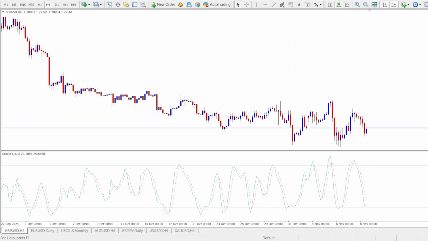So let us get into the meat of today's topic, the best stochastic settings for day trading. There isn't one perfect set of settings that works for everyone. It's very important for you to know that, but there are optimal values that can help you make better decisions faster.